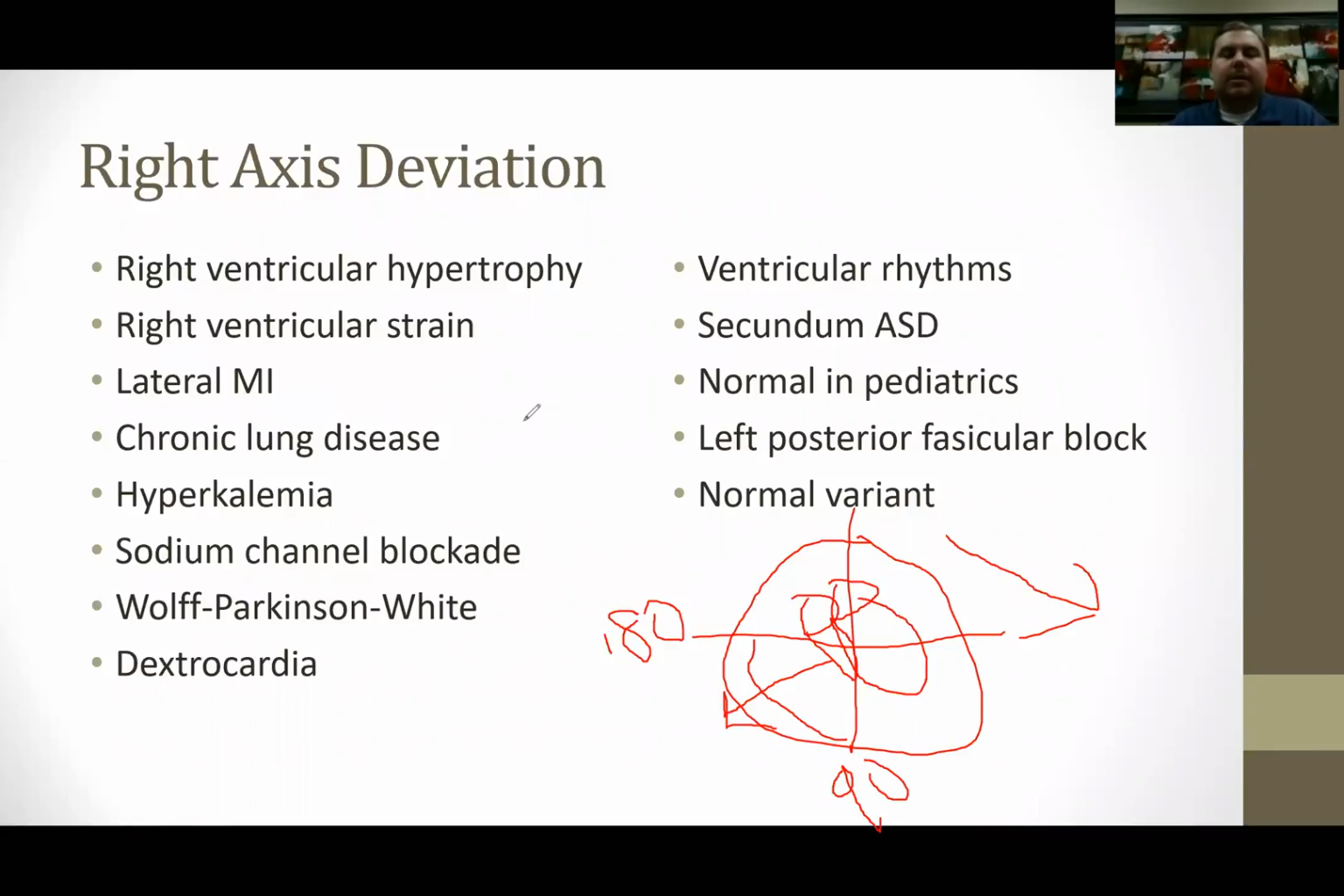Lateral MI is whenever you have an old lateral MI, so you have Q waves in lead 1 and AVL. If you look at 1 and AVL, lead 1 sits at 0, AVL sits at -30. If they have Q waves in those leads, then instead of discharging out here towards those leads, if they have just negative QRSs, it's going to put the axis somewhere out over here.